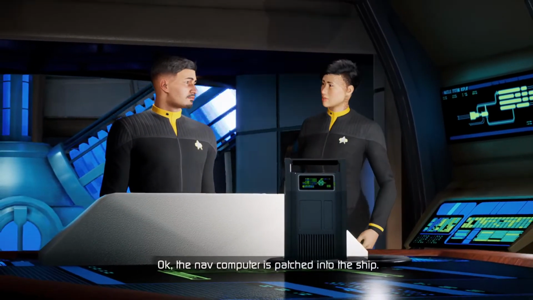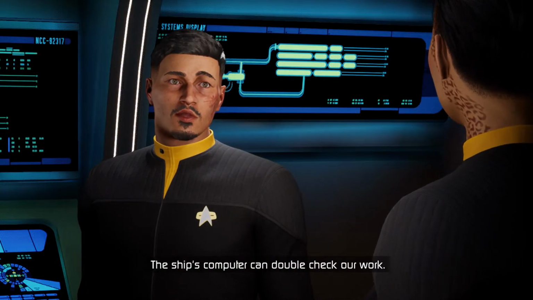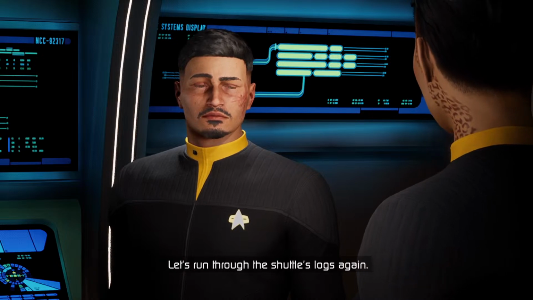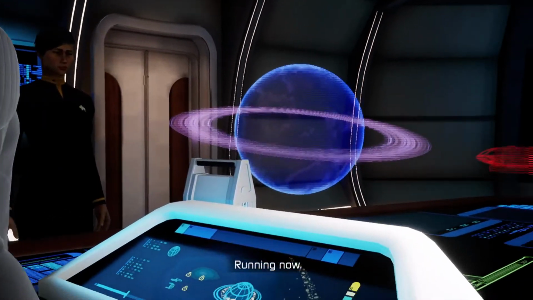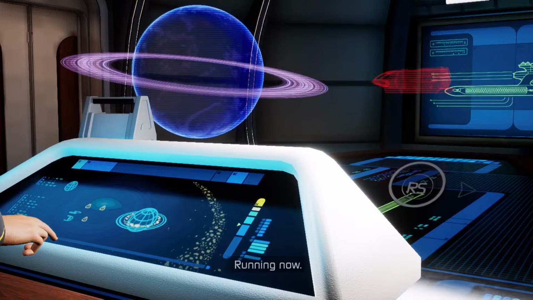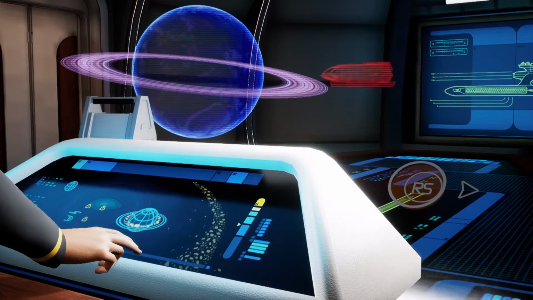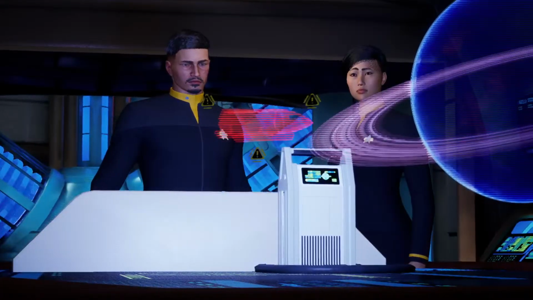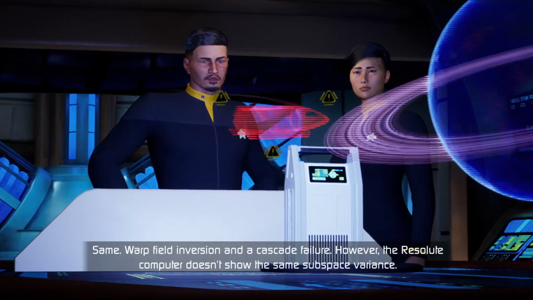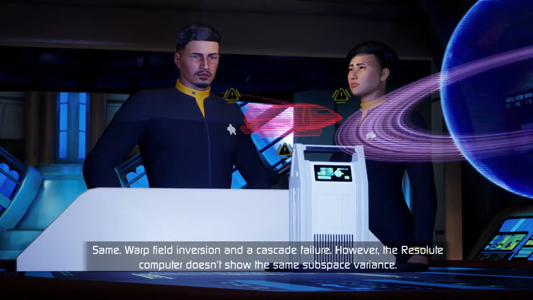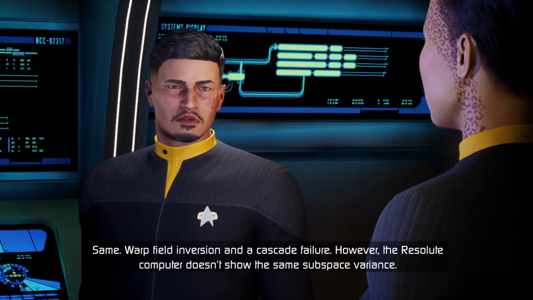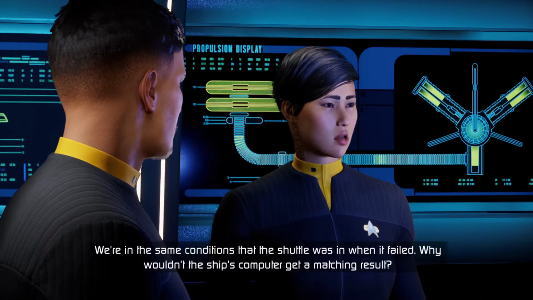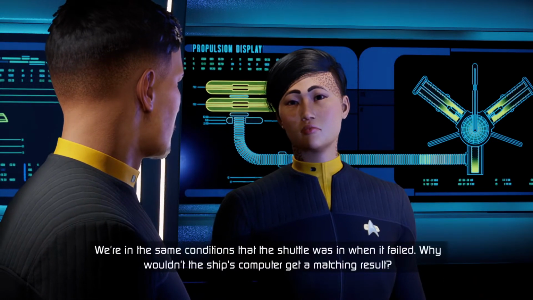Okay, the nav computer is patched into the ship. The ship's computer can double-check our work. If the shuttle's nav computer is putting out false data, we'll know it. Let's run through the shuttle's logs again. Running now. Same. Warp field inversion and a cascade failure. However, the Resolute computer doesn't show the same subspace variance. We're in the same conditions that the shuttle was in when it failed. Why wouldn't the ship's computer get a matching result?